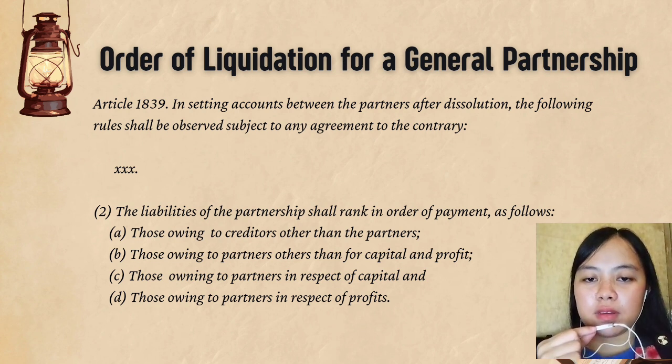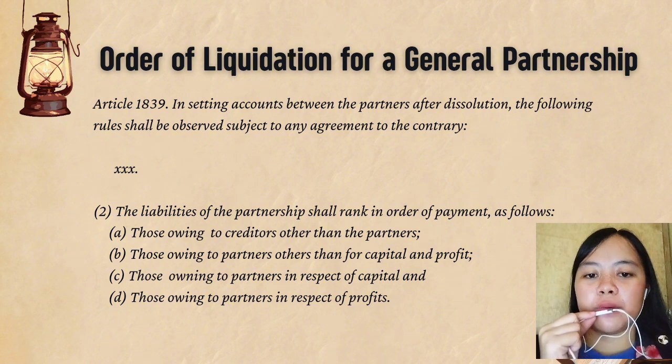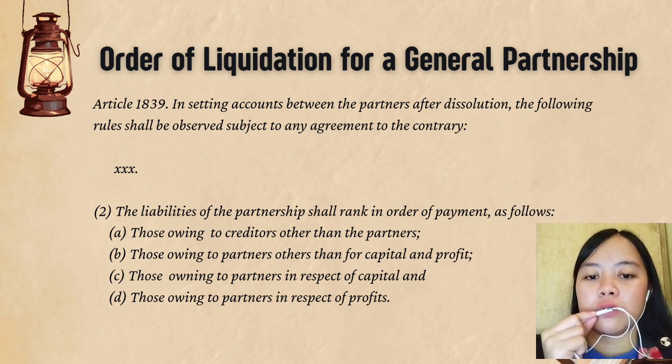The liabilities of the partnership shall rank in order of payment as follows. First, those owing to creditors other than the partners. Second, those owing to the partners other than for capital and profit. Third, those owing to the partners in respect of capital. And last, those owing to partners in respect of profits.